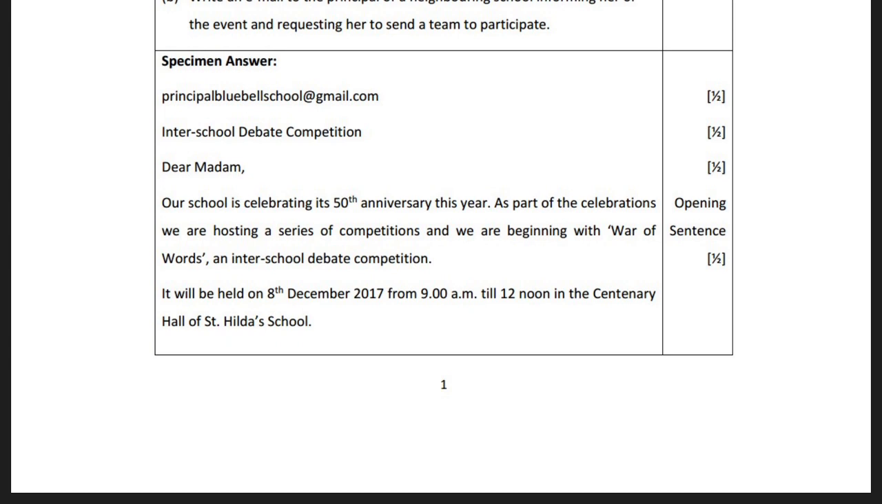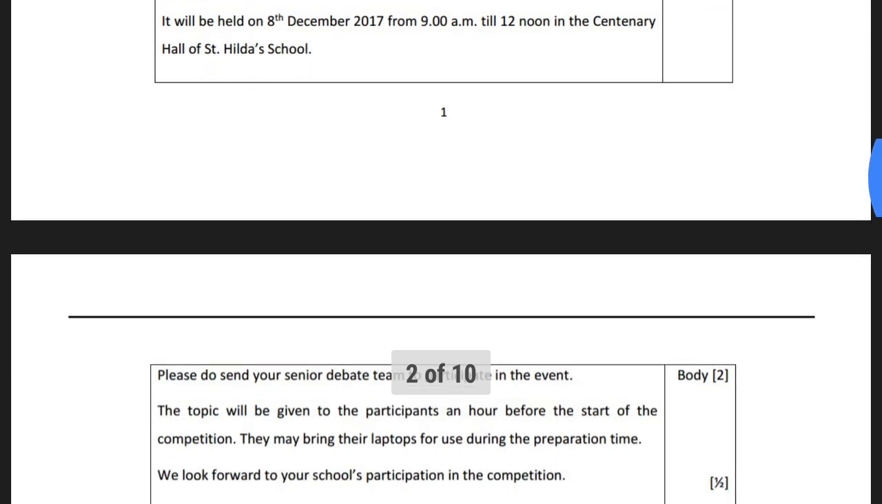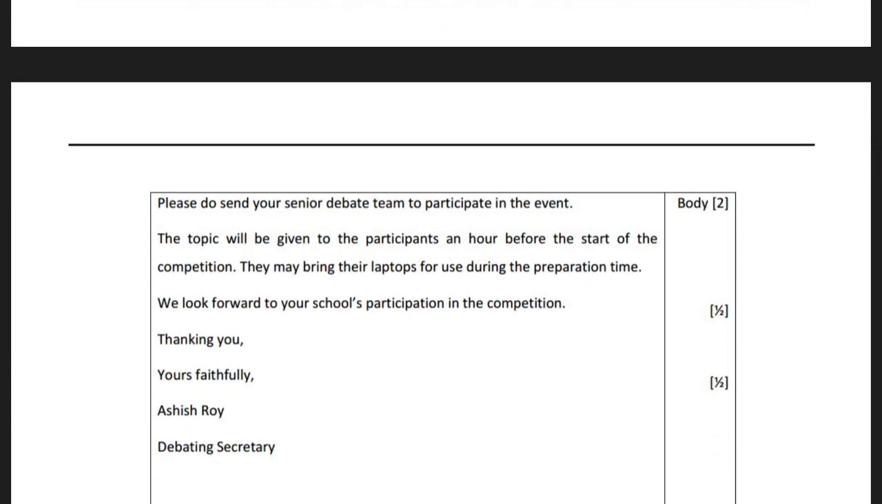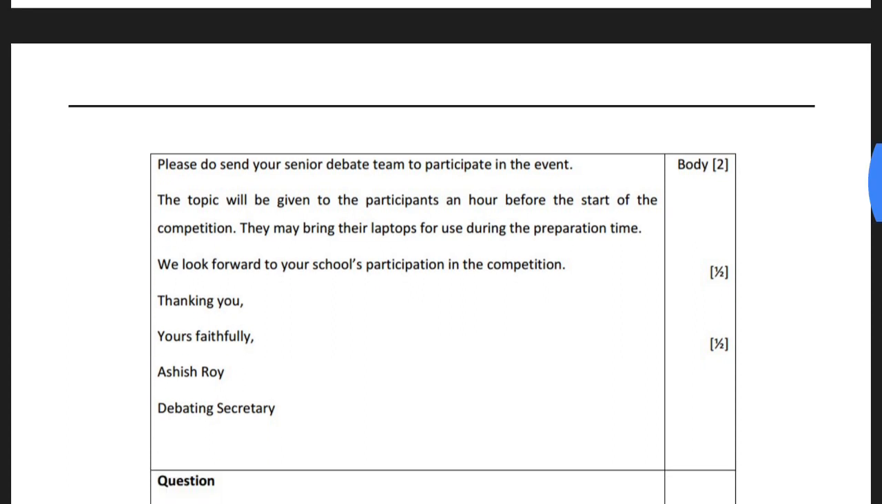So see, the notice and the email are interrelated and mention the same facts, same information. Then after that you have the body continuing. You see, that second paragraph is also the body. The first paragraph was actually the opening sentence, which carried half a mark. Second paragraph onwards, it's the body. Now the third paragraph. Okay, second paragraph.